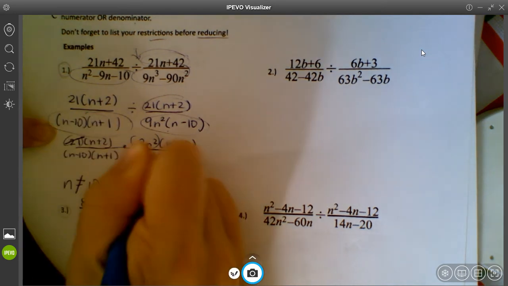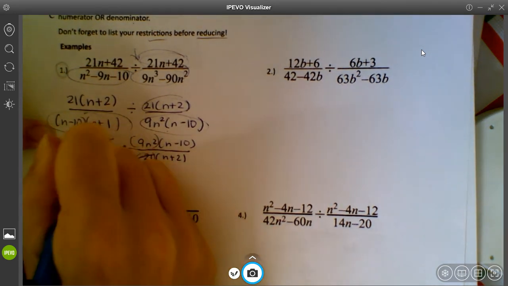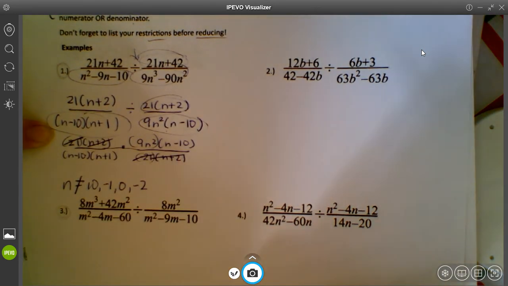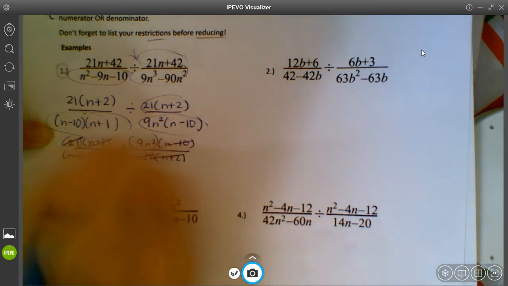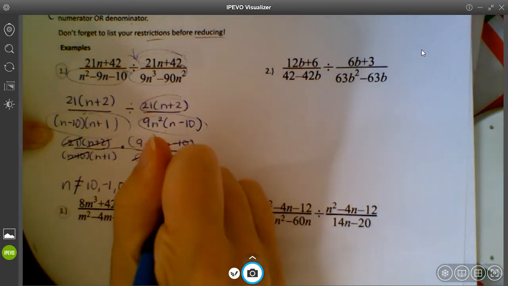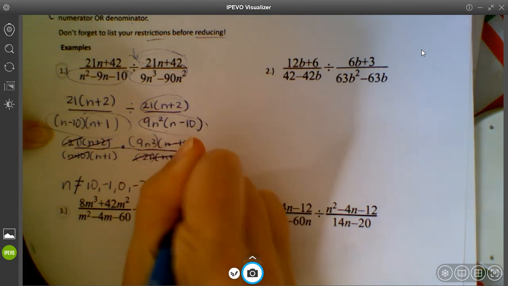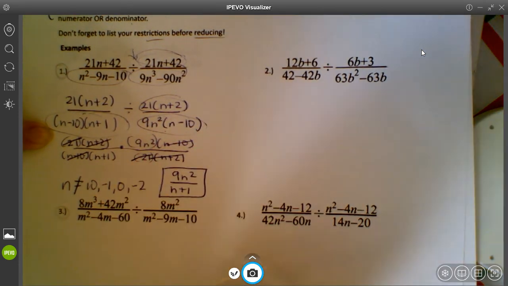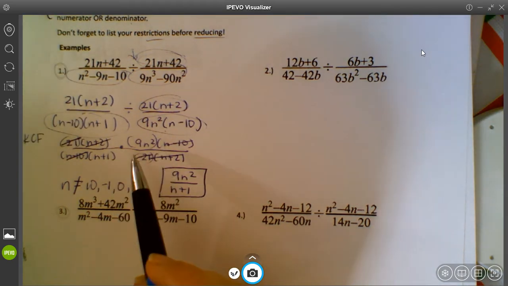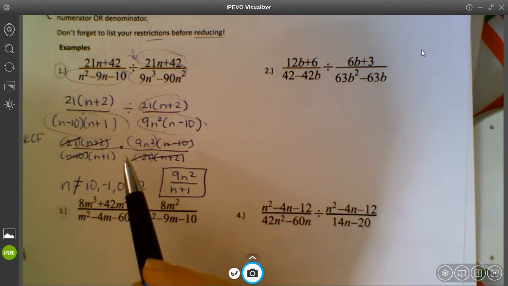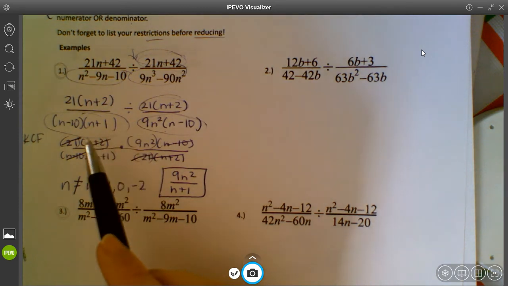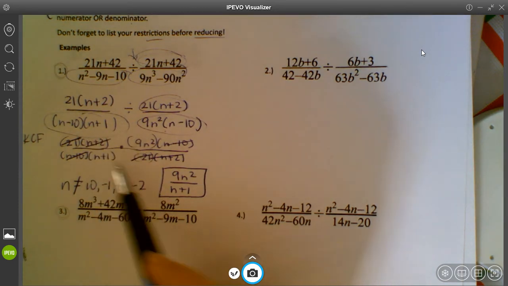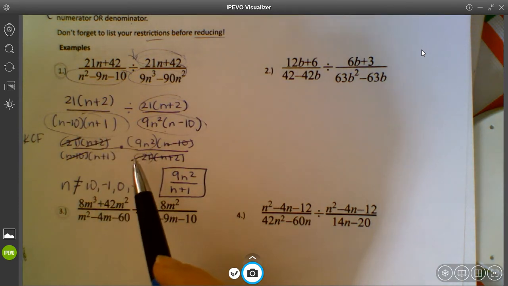So this guy goes and this guy goes. This guy can go and this guy can go. And this one can go and this one can go, leaving 9n squared over n plus 1 left. Honestly, after crossing out so many things, some of the biggest mistakes I see is just when you go to find the survivors, people leave things out. So just be very meticulous when you do that.